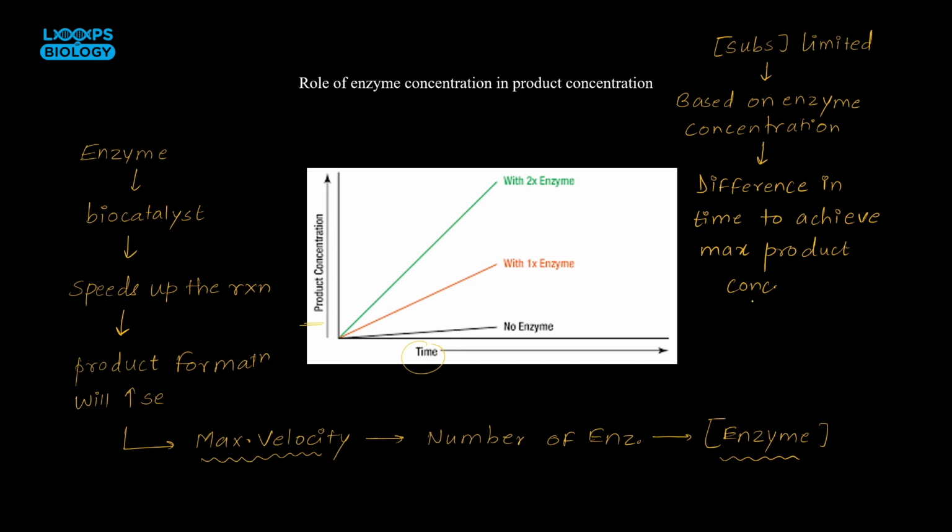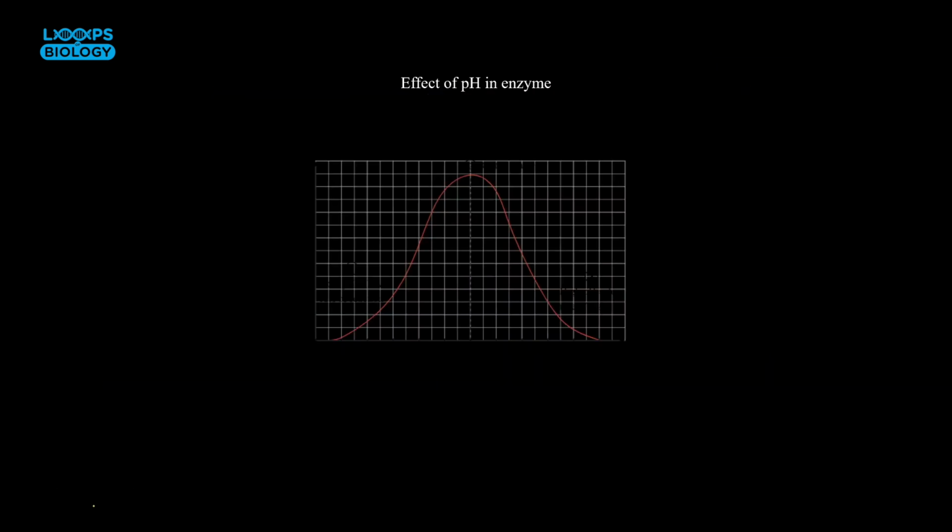So whenever I want to get a maximum product concentration, then based on the concentration of enzyme, the time is going to get reduced. That means if the first condition took 1 hour to get my maximum product, then after increasing the enzyme, it will reduce down to 30 minutes. So basically the time is going to get reduced in this particular case.